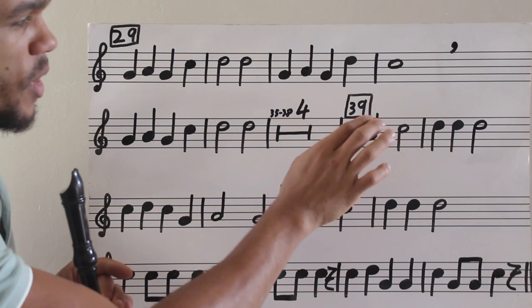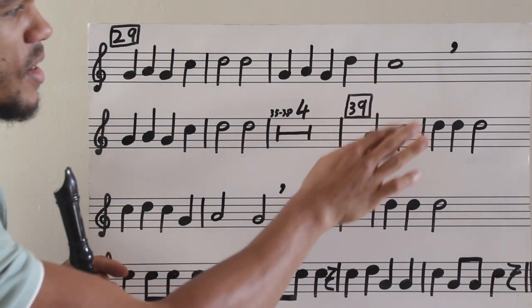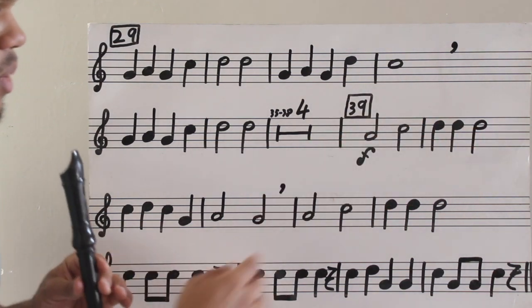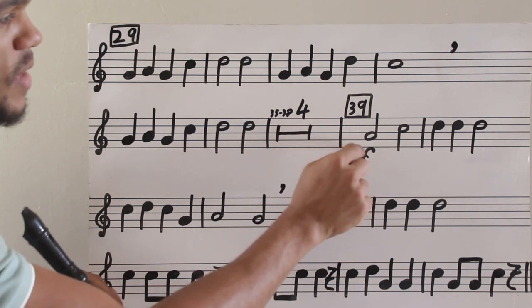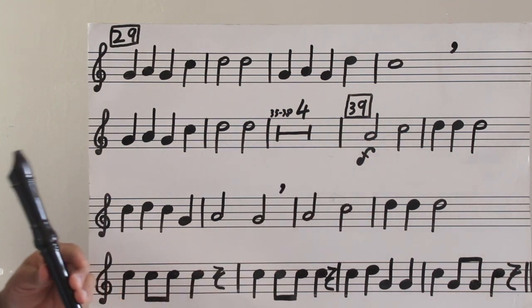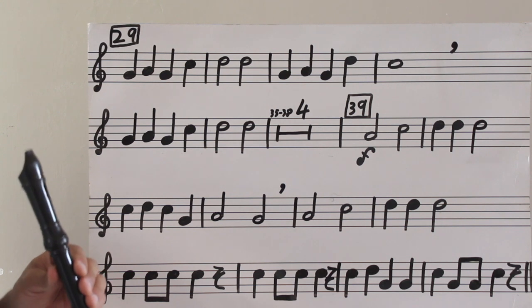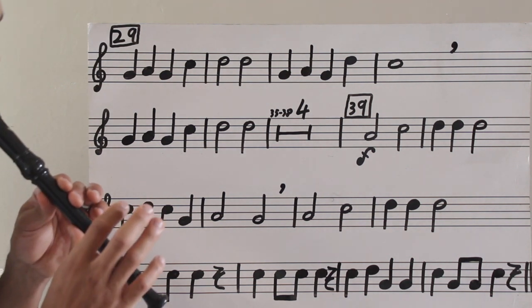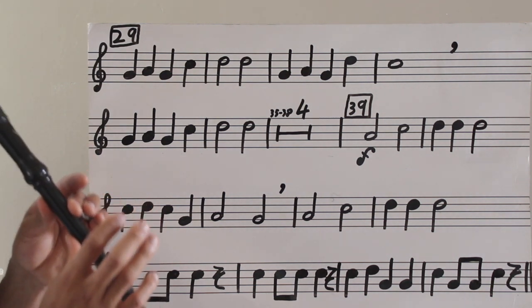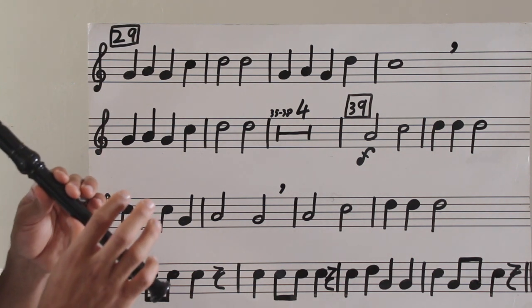Then we come in with our A to our C. Let's play this before we get to that bar. So A, C, slightly loud because of that forte on that A note. 1, 2, 3, let's go. Again, go.